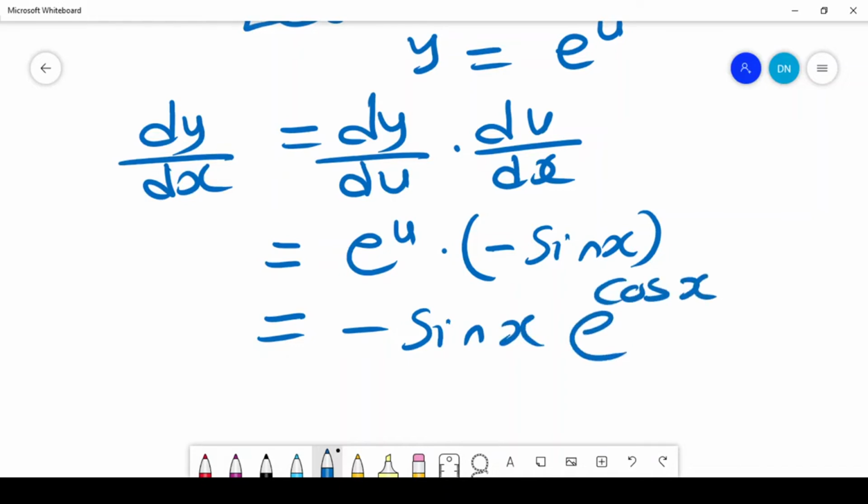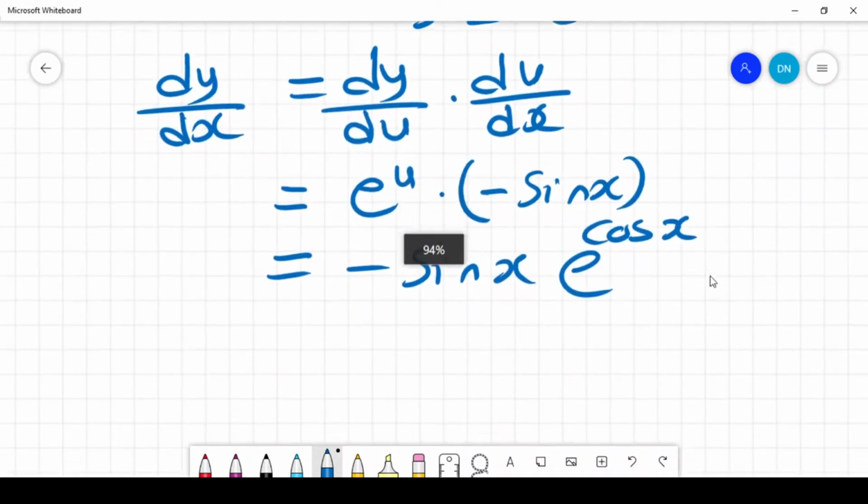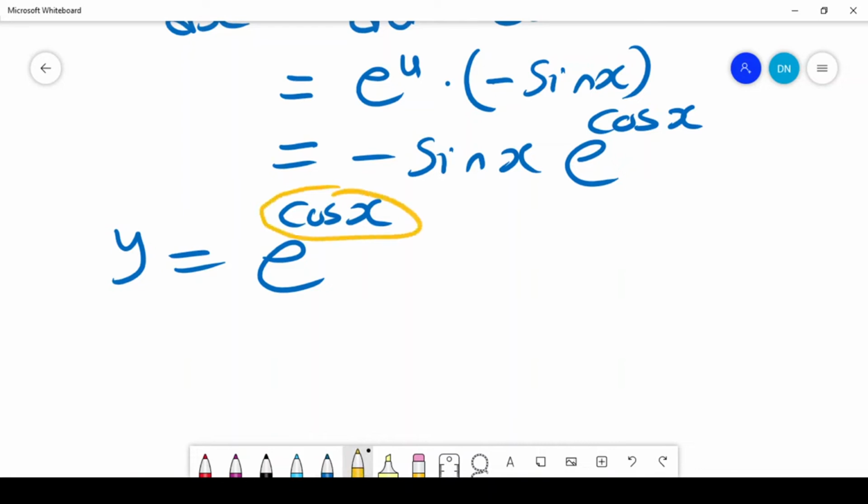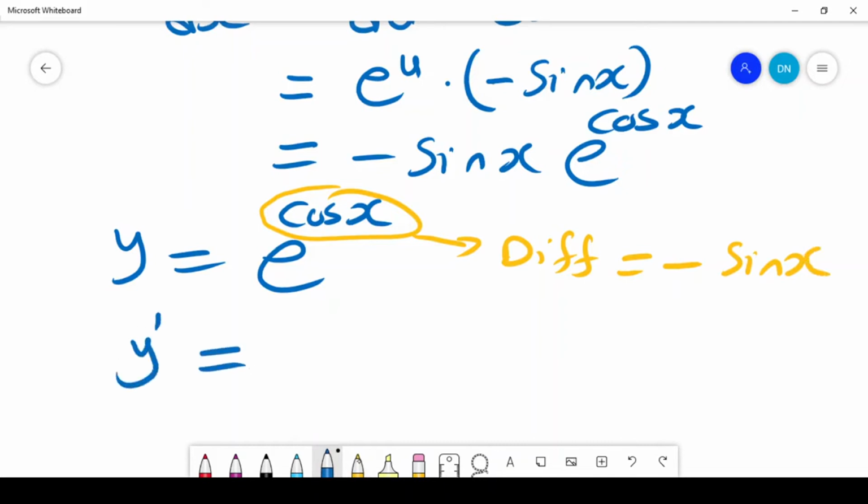So the first derivative will be negative sine x times e raised to power u, and remember our u is cos x. Now, the same problem, we could have decided to differentiate it without employing the use of the chain rule. You differentiate the cosine, and that will give us negative sine x. And therefore, you could have said that the first derivative will be equal to negative sine x, then e raised to power the original function. And you can see those two solutions are exactly the same.